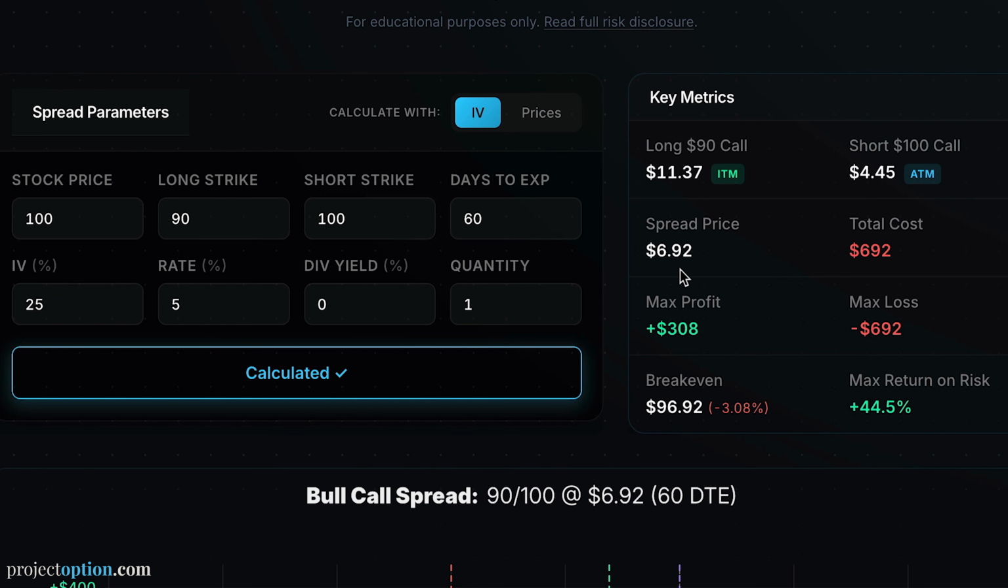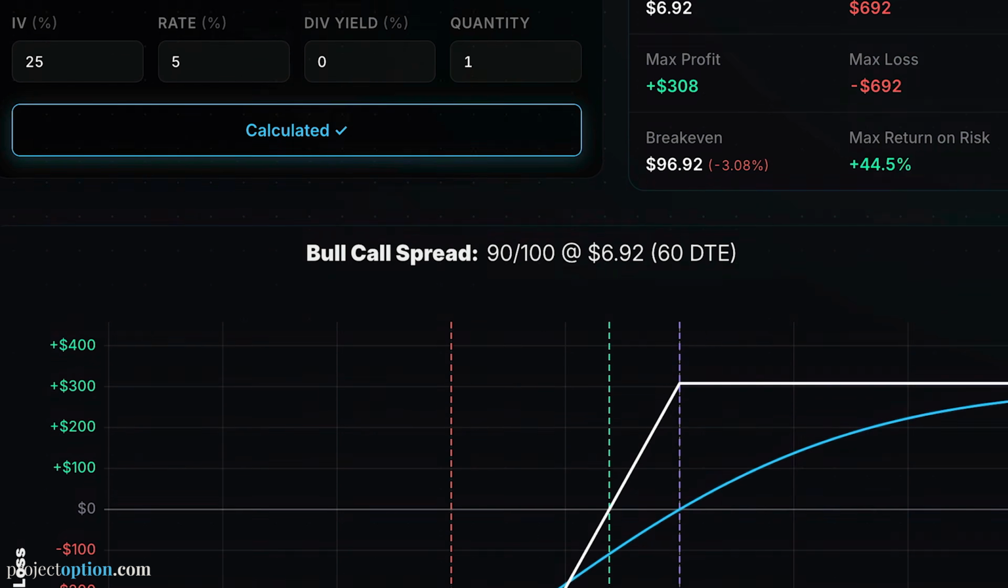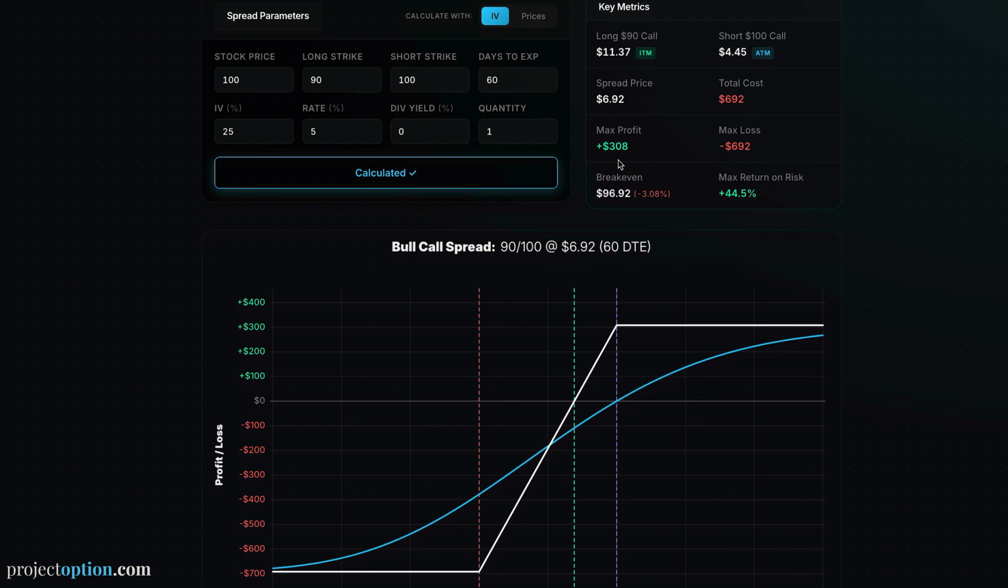The spread price is $6.92. So our max profit in this case is 308 and our max loss is 692. The break even is 96.92, which is the 90 strike price plus the spread price. And this is actually 3% below the stock price.